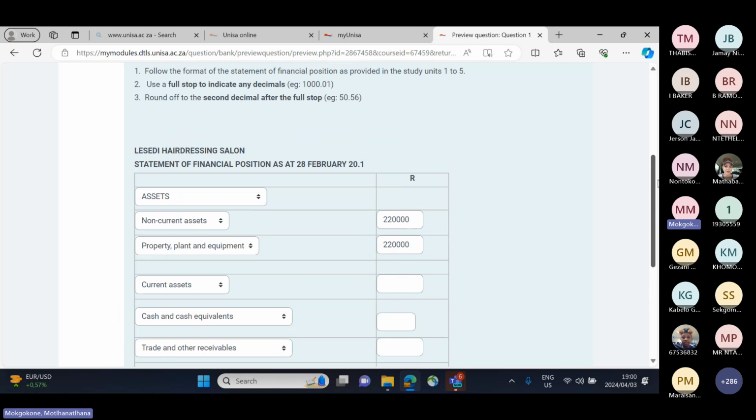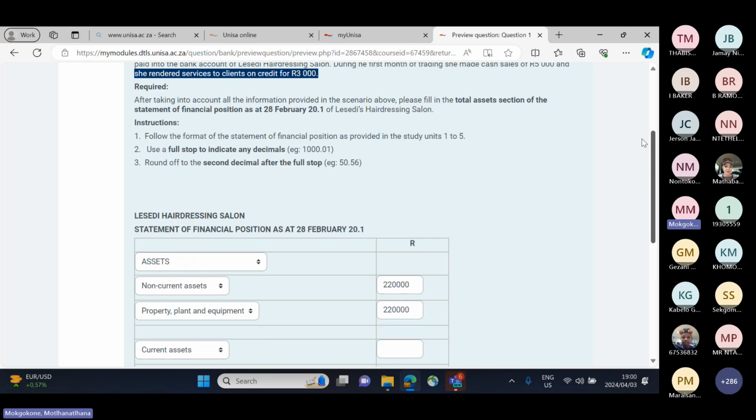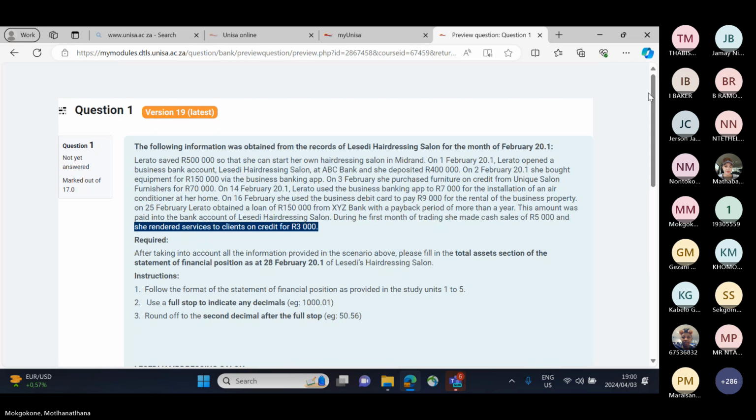Then you are done. Now you come to the section of cash and cash equivalents. Then you must go and add. Because Lerato saves 500, she deposited 400,000 into the business bank account. And she purchased equipment via the business bank app. That means the 400,000 will be reduced by the 150,000. Then you subtract 150,000.